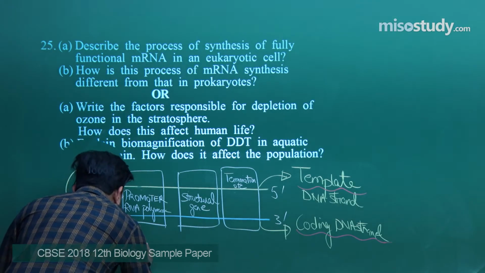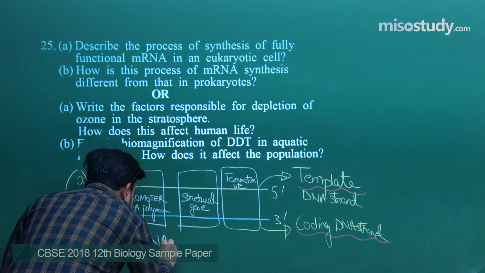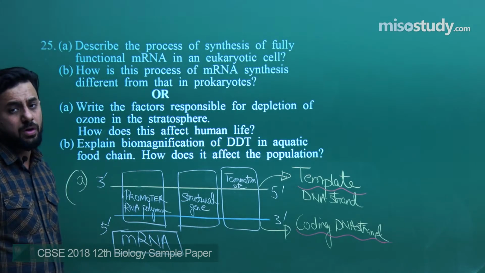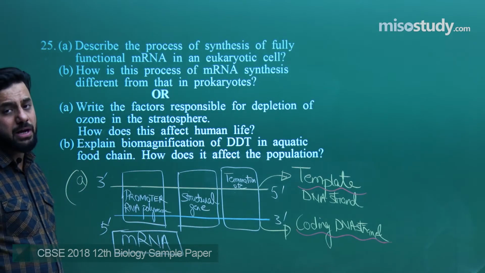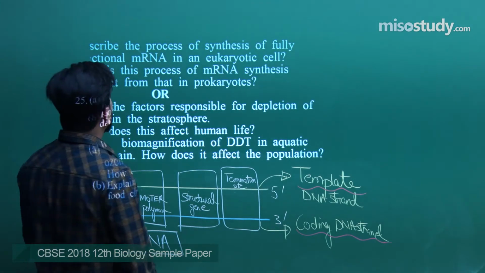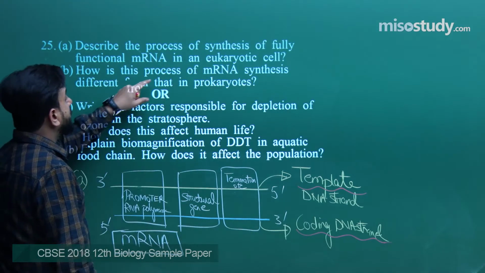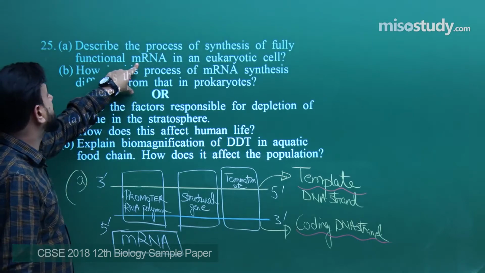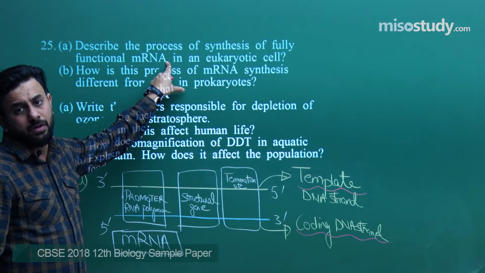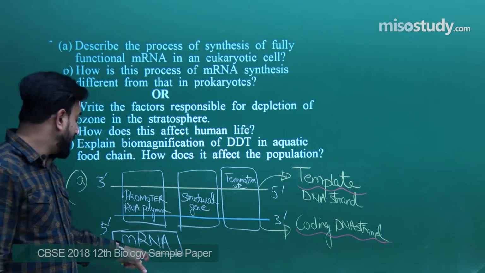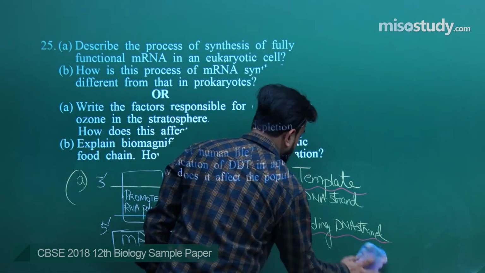Now this mRNA formed is not the functional mRNA. It has to undergo various processes, right? Because the question mentions describe the process of synthesis of fully functional mRNA. The RNA formed here is not fully functional mRNA. So what happens now?